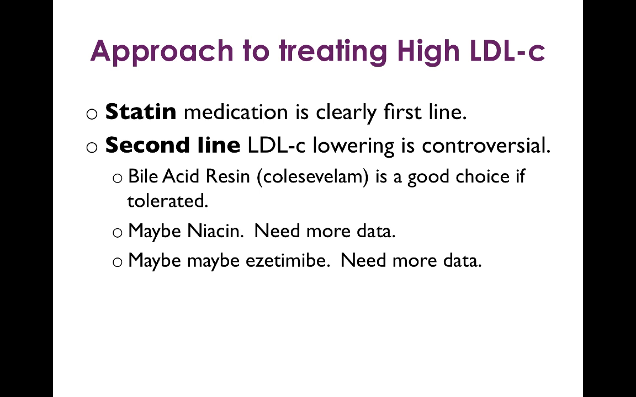Now, second line therapy for LDL lowering is controversial. I would say that the weight of the evidence supports using a bile acid resin as the best second line treatment, but truly there isn't great data for any of these choices. Bile acid resins are often poorly tolerated because of GI upset and bloating, but if the patient tolerates it, I think it's a great choice. Colesevelam is probably the most modern agent. The other choices are niacin and ezetimibe, but we need more data to make those recommendations more definitively. So statin first, then consider these other adjunctive therapies.